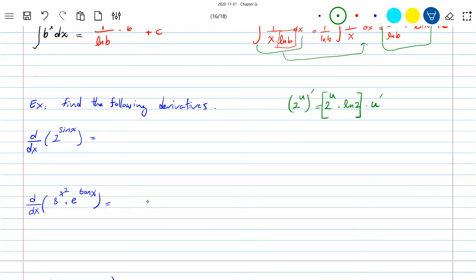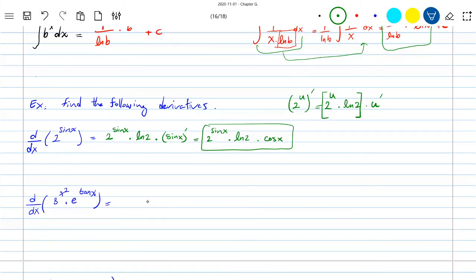So in this case, we get 2 to the sine x, that's still there. This is 2 to the u multiplied by ln of 2 multiplied by, now by chain rule, the derivative of the exponent, sine x. You can write it as 2 to the sine x times ln 2 multiplied by the derivative of sine x, which is cosine x. And here we have the derivative. There's no way to simplify this, so leave it as it is.